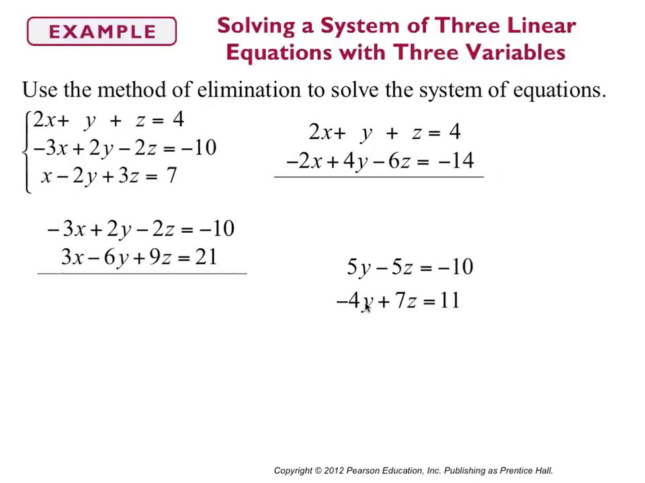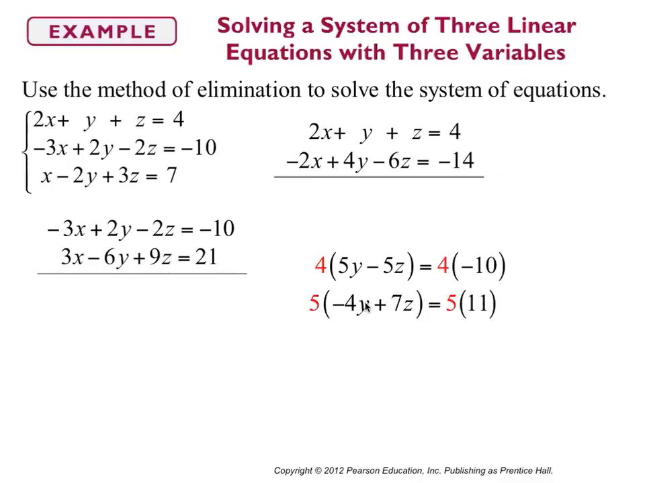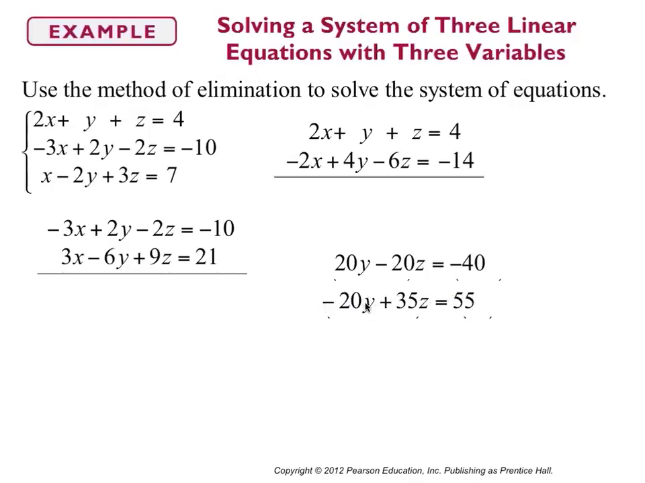Okay, so hopefully you were able to solve this. Like I said, we can take this first equation and multiply everything by 4, and take the second equation and multiply everything by 5. For the first equation, we'll get 20y minus 20z equals -40. For the second equation, you'll get -20y plus 35z equals 55. You'll add the two equations together, and you get 15z equals 15. So we get z equals 1.